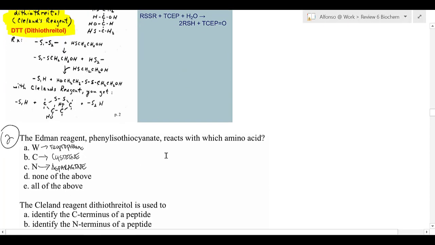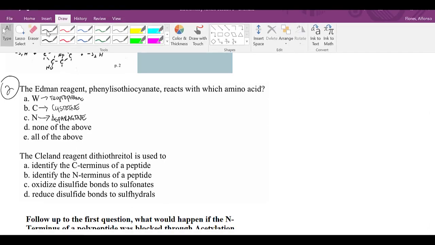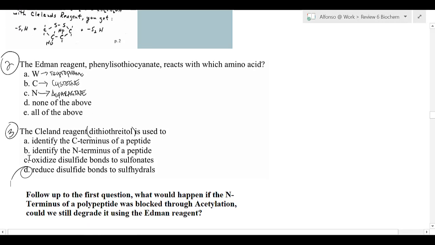Okay, so number 3, the Cleland's reagent dithiothreitol is used to do what? Reduce disulfide bonds. Reduce disulfide bonds to sulfhydryls. Good job. Are there any questions about number 2 or 3?